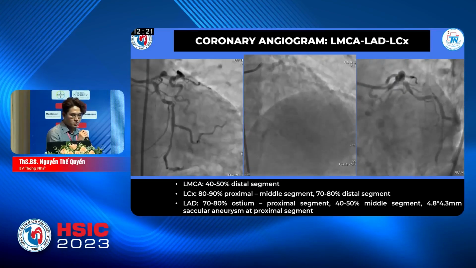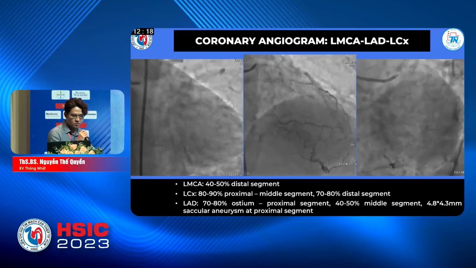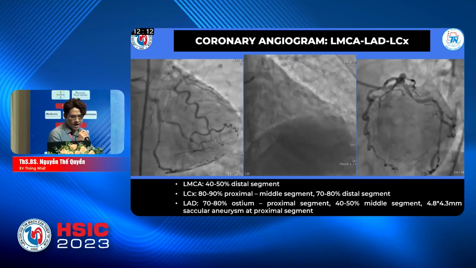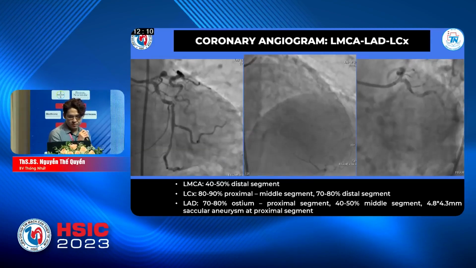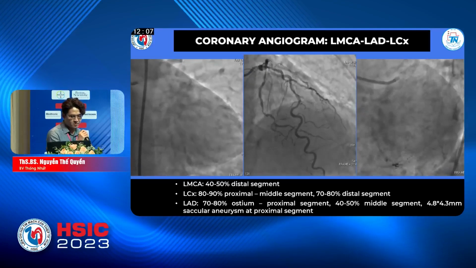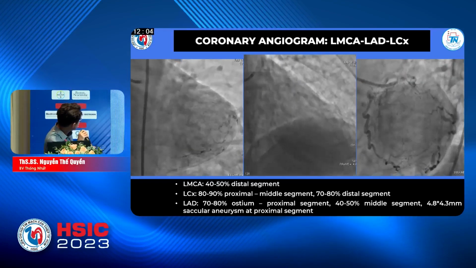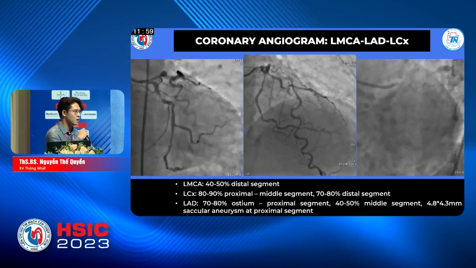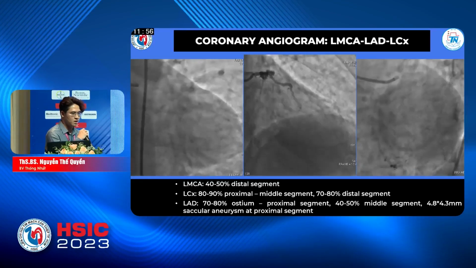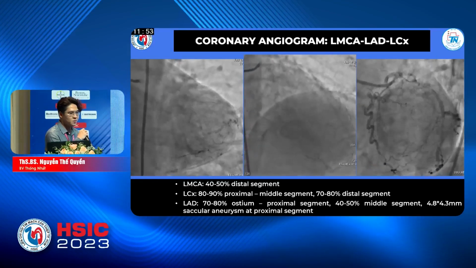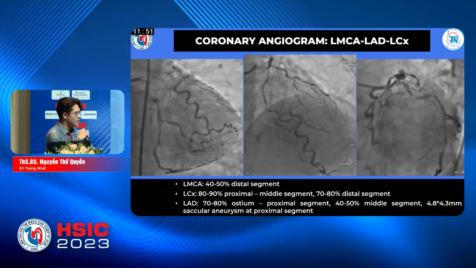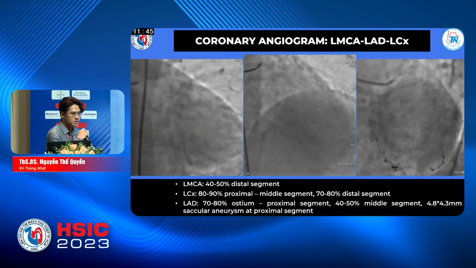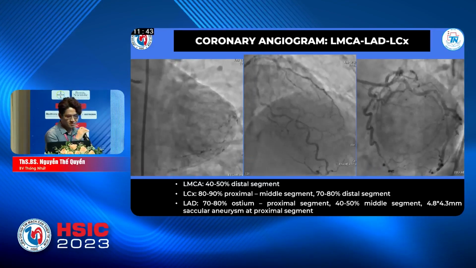The LAD was noted with a 70 to 80% stenosis from the ostium to proximal segment, 40 to 50% at the middle segment, and a remarkable 4.8 by 4.3 millimeters circular aneurysm at the proximal segment of the LAD. So combining with the clinical picture from the echo and the ECG, we can easily assume that the LAD would be a culprit vessel in this non-STEMI case. So we decided to firstly revascularize the left coronary system.